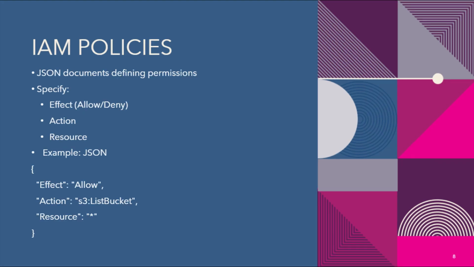IAM policies. IAM policies define permissions using JSON format. They specify effect, allow or deny; action, what operation is allowed; resource, on which resource. Policies are the core of how permissions are managed in AWS.